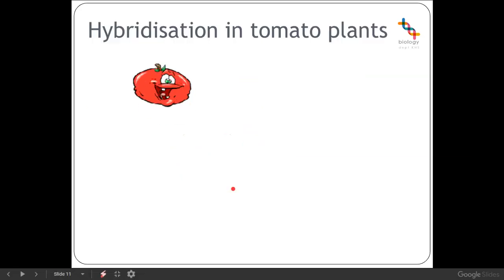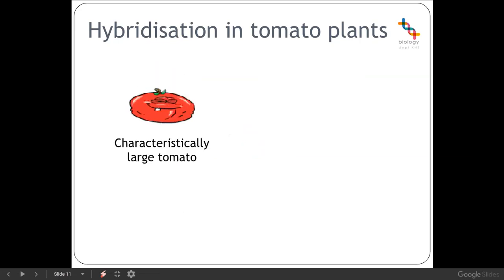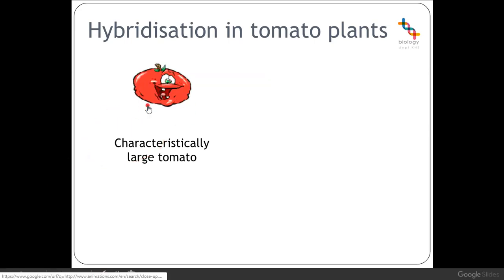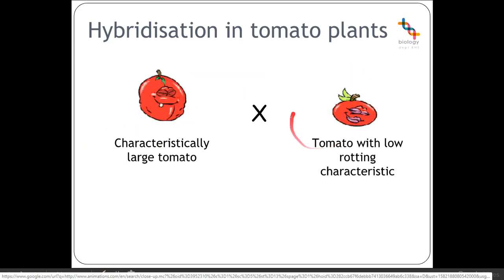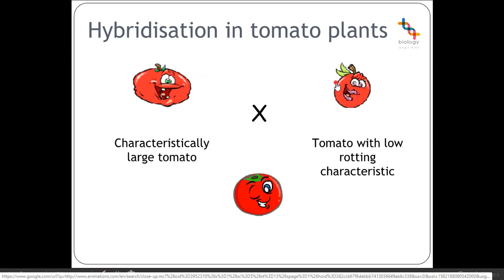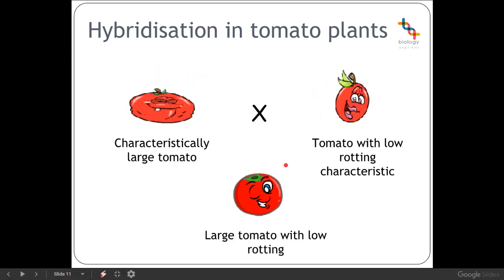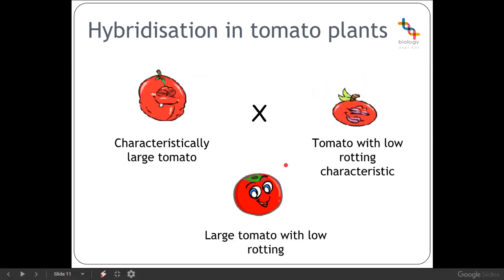This will also work in plants, for example. We might take 2 plants with particular characteristics. Say we're looking at a breed of tomato, a type of tomato that's characteristically quite large. We've also got another one that has low rotting characteristics, and we're going to breed these 2 together in the hope that we produce a large tomato which has low rotting.